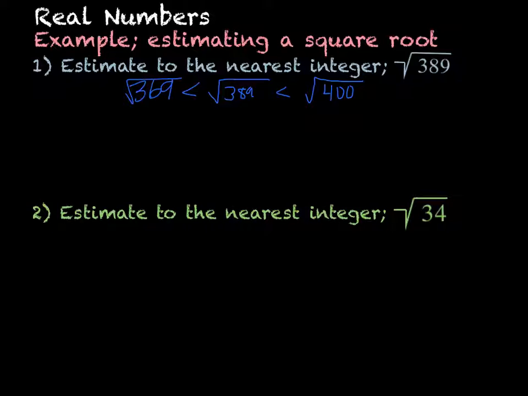So the square root of 369 is actually 19, which is going to be less than the square root of 389, which is going to be less than the square root of 400, which you would find to be 20. So what this is going to tell me is that my square root of 389 is going to be smaller than 20, more than 19, and now we just need to figure out which one it rounds to.